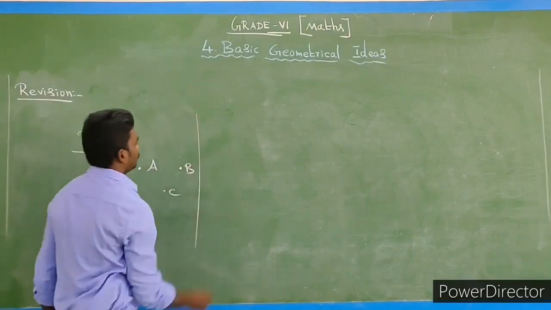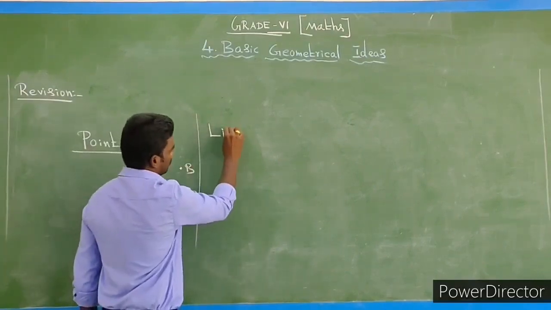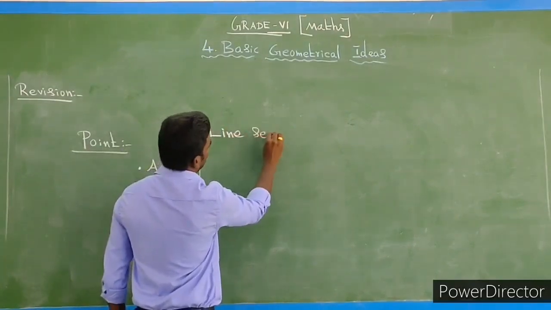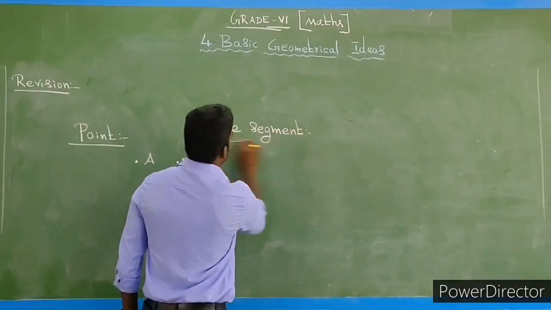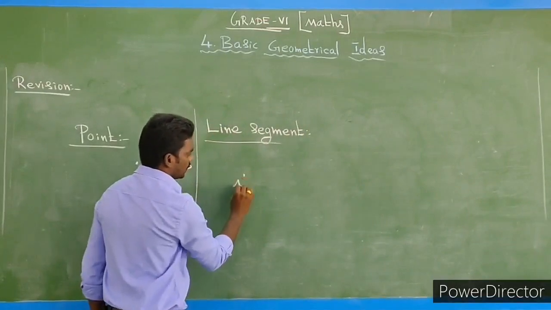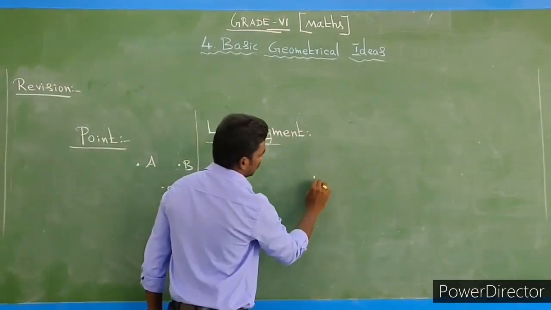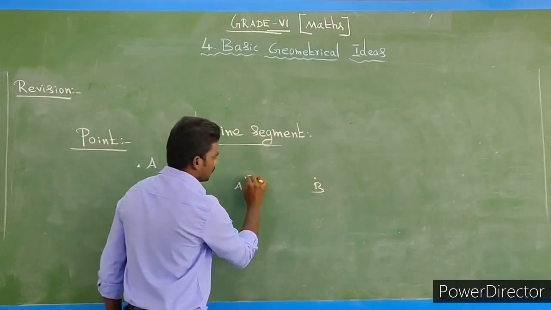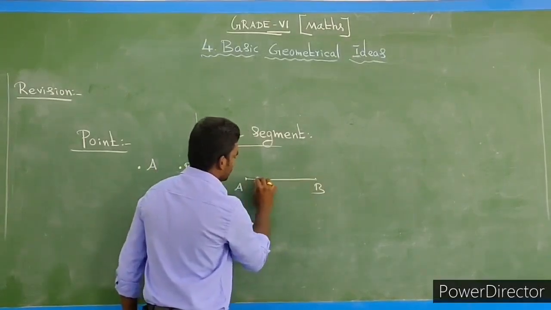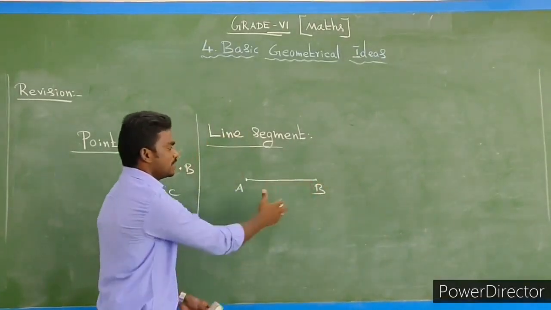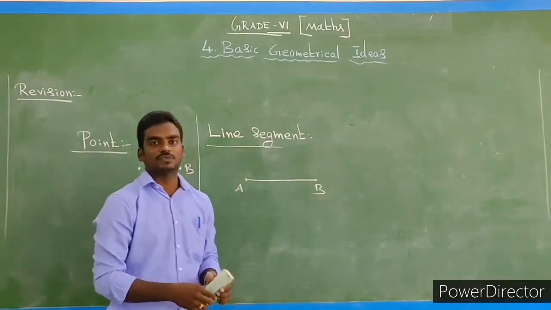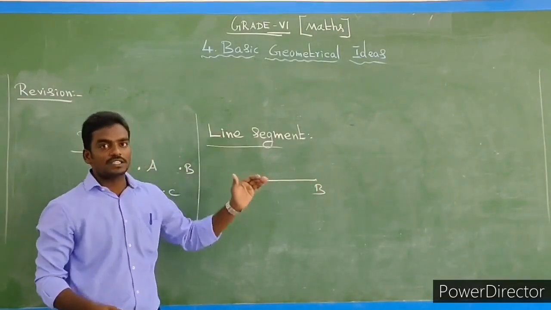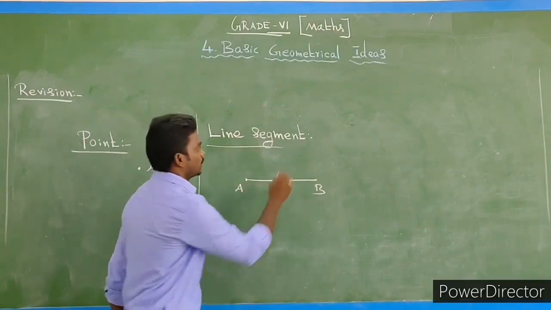The next concept is the line segment. What is a line segment? Suppose we choose the points A and B. We can join point A to B. This is the minimum distance from point A to B. A line segment is the shortest distance between these two points.